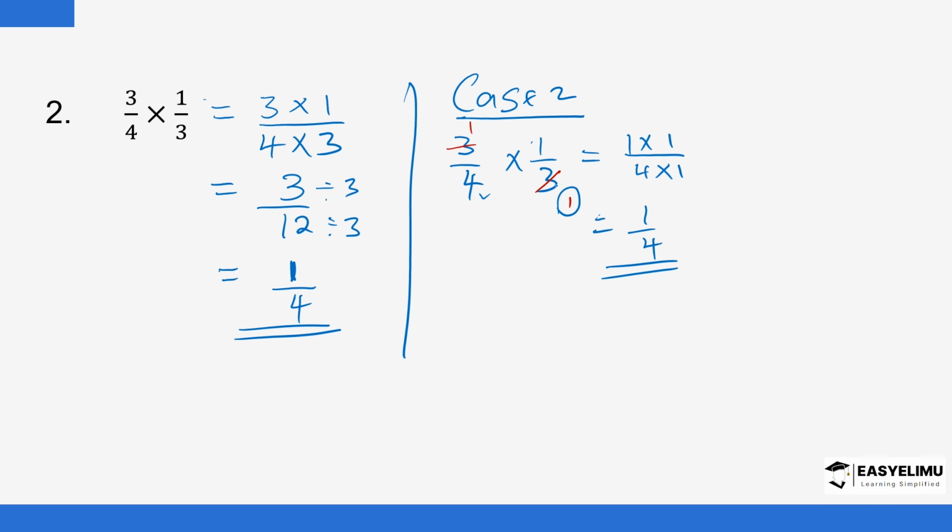So you simplify first or you multiply first. Those are the two options. You either multiply first, then you simplify, or you simplify first, then you multiply.